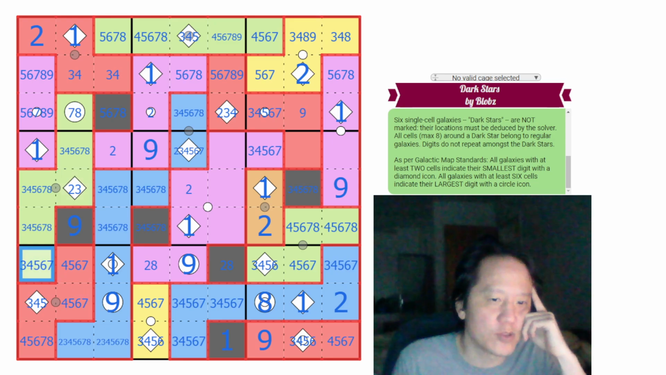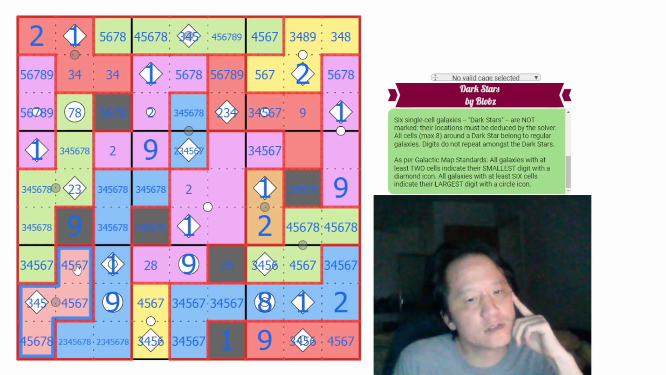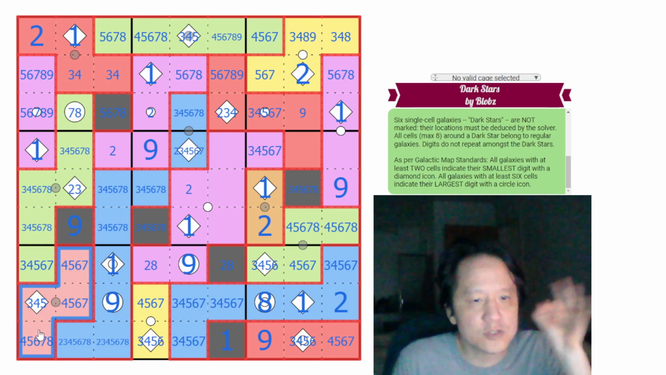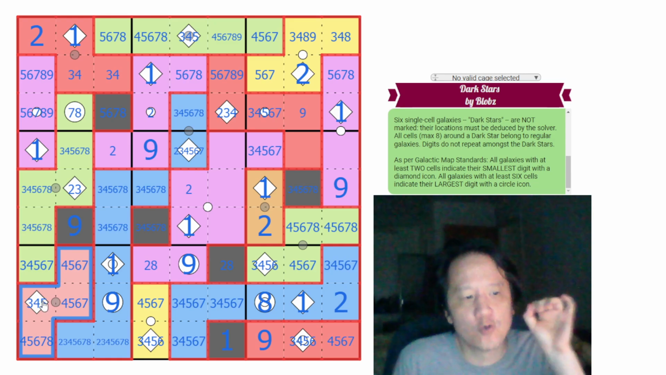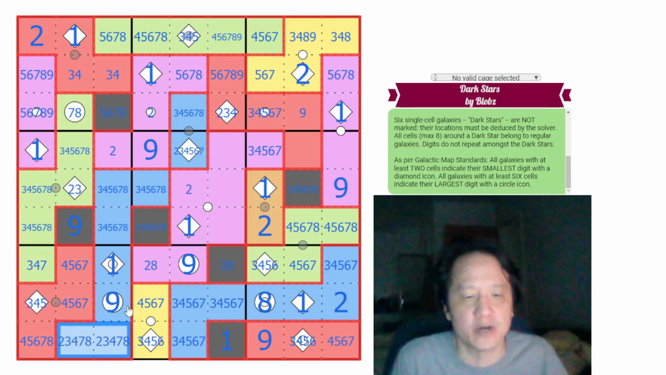So this can't be 3. So this is 3 through 6. Okay, yeah. This is 3 through 6, 4 through 7, or 5 through 8. So 5 and 6 cannot be in any of this box.